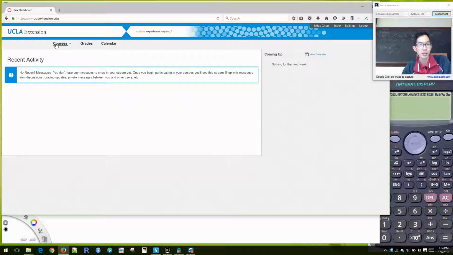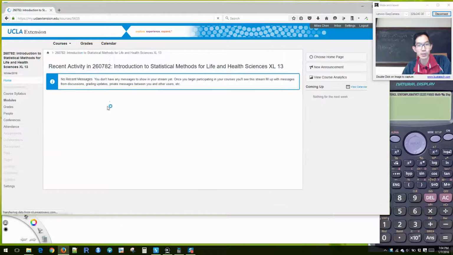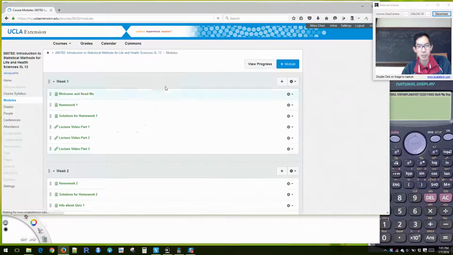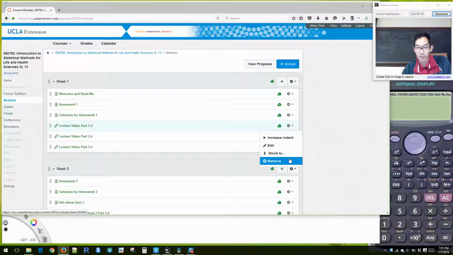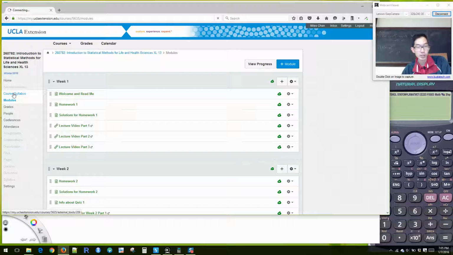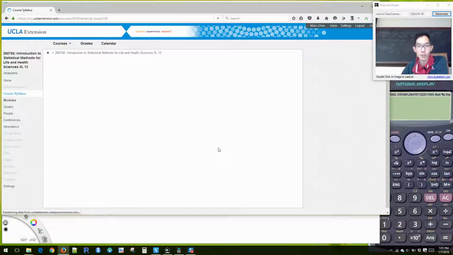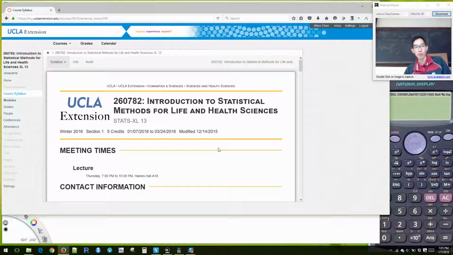And when you log in, it should look something like this, and you should be able to access the XL13 on Canvas. Okay, and under modules you'll find all of our stuff. Oh, I should remove these ones. These are videos from last quarter. And you'll also see the syllabus, and so I'll just kind of briefly run through it.